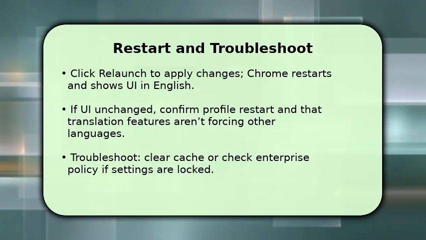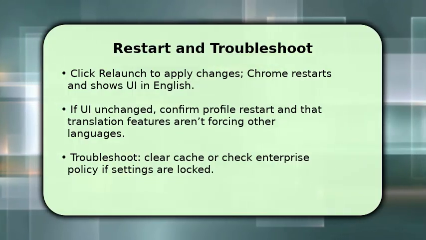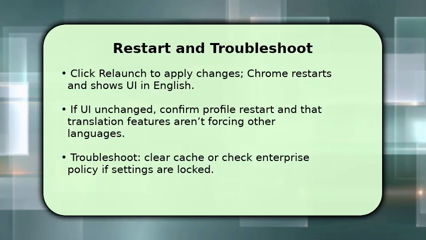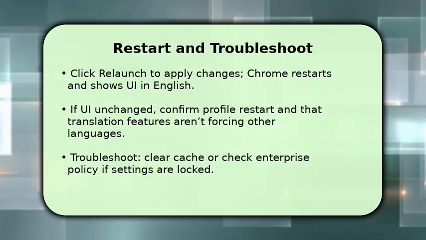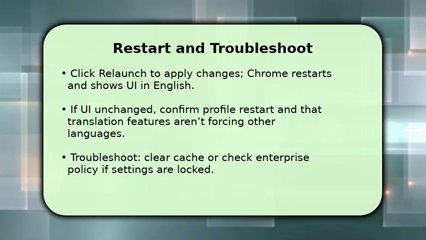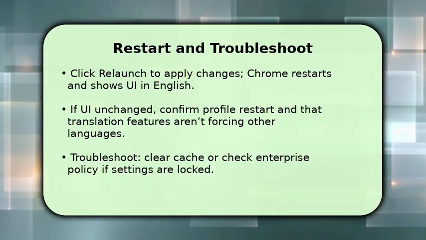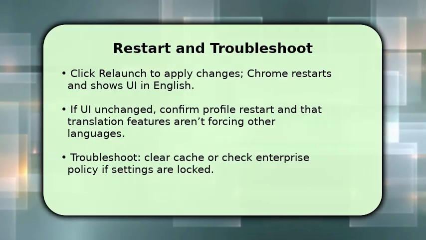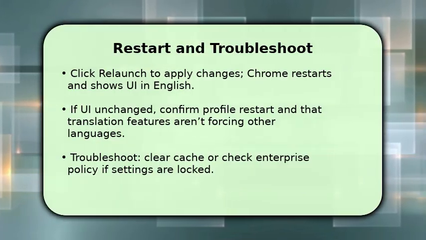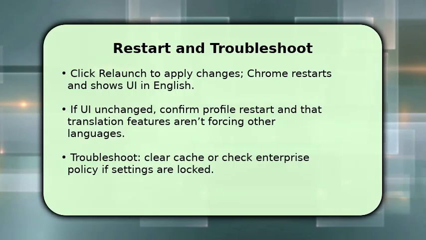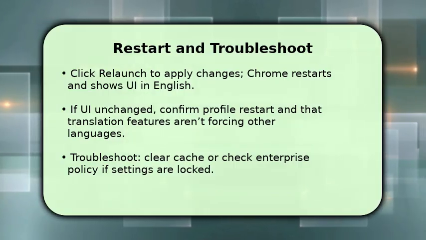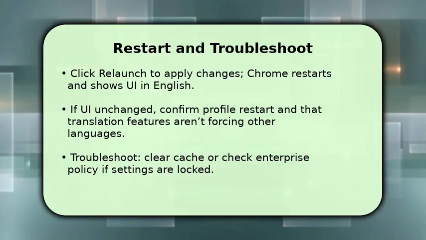If you still see another language, make sure you change the active profile settings and not a secondary profile, and check that Chrome Translate or site-specific language preferences aren't overriding the UI. If the language option is grayed out, clear cache and cookies, or check enterprise policies and extensions that might lock settings. Contact your admin if policies prevent changes.